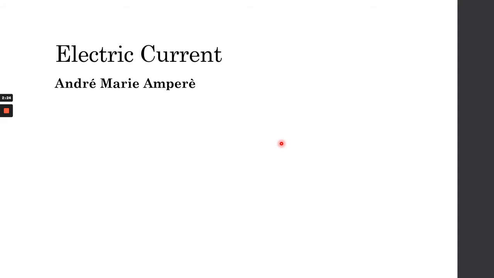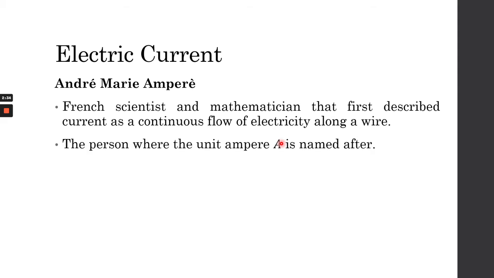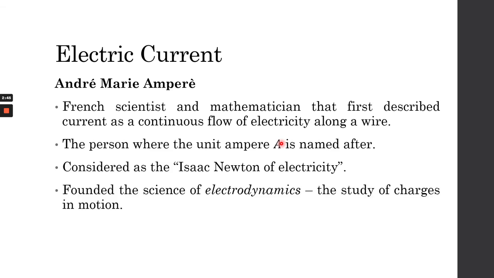So electric current. André-Marie Ampère is a French scientist and mathematician who first described the current as a continuous flow of electricity along a wire. And he is the person after whom the unit ampere is named because of his contribution to electrodynamics. He is considered the Isaac Newton of electricity.